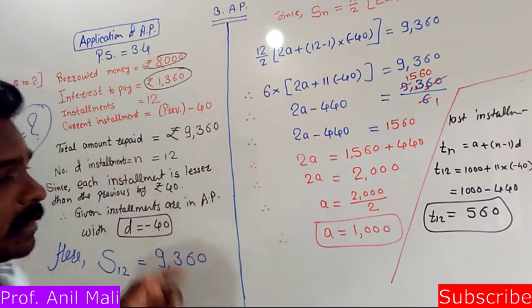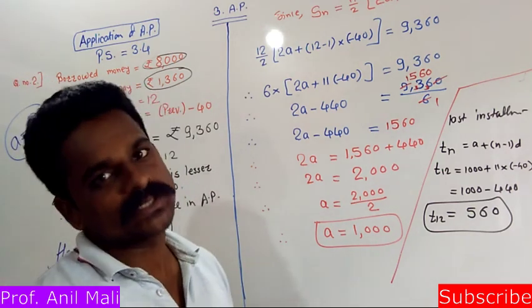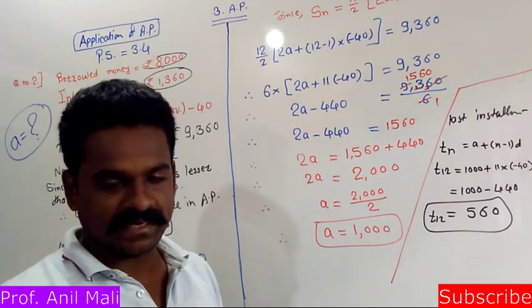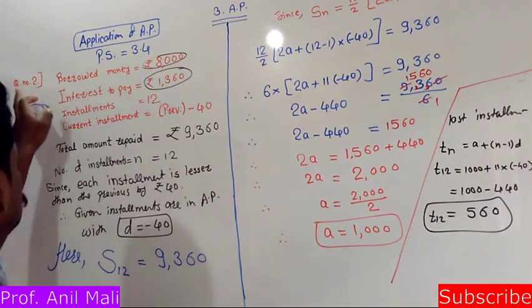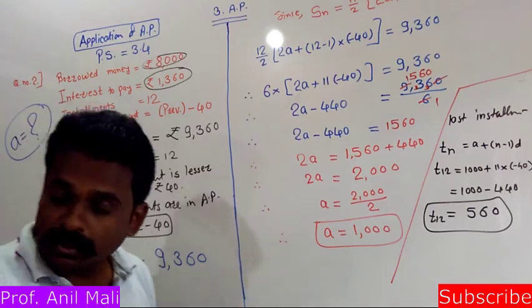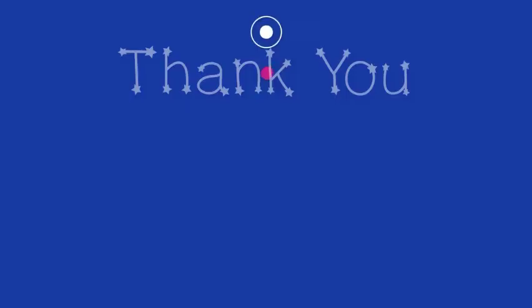This is when that person reduces the installment every time by 40 rupees. Okay, fine, no problem. So this is the answer of question number 2. Okay, thank you.